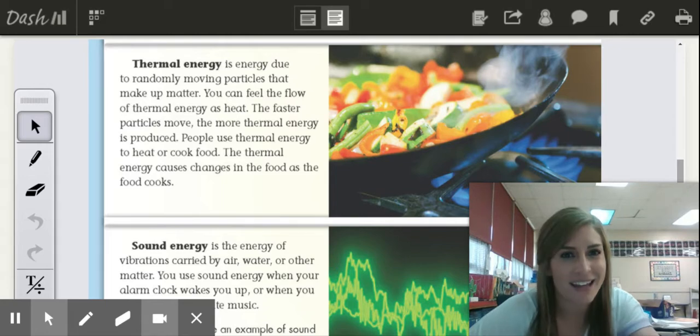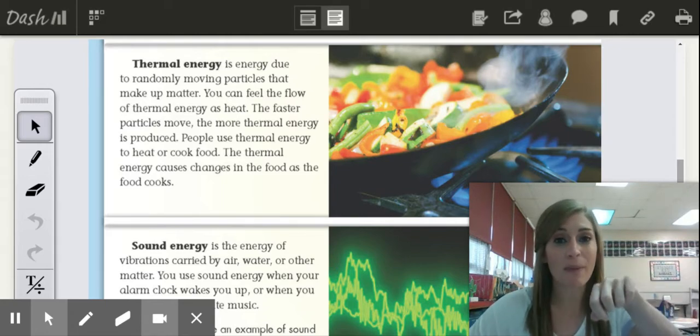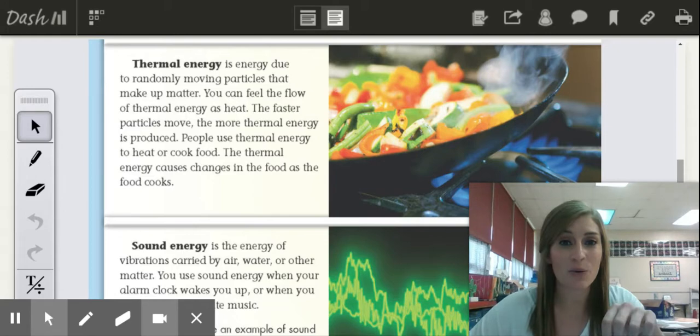So think about when you cook pancakes. You pour the batter on and it looks like liquid, but as that heat cooks it, that pancake looks really different, right?